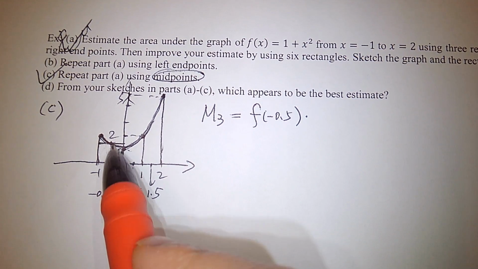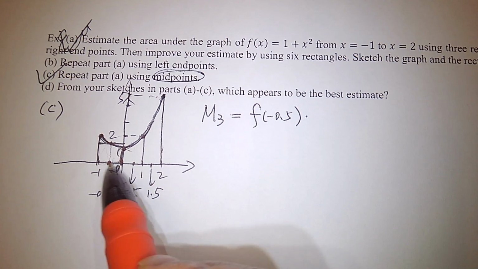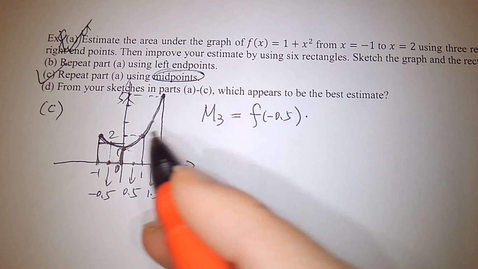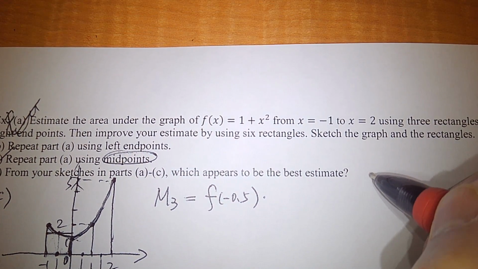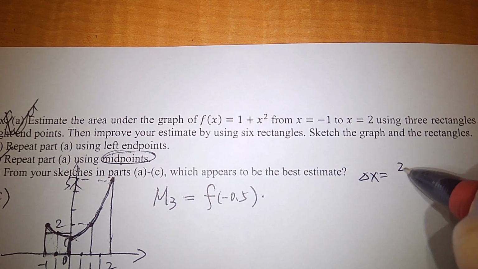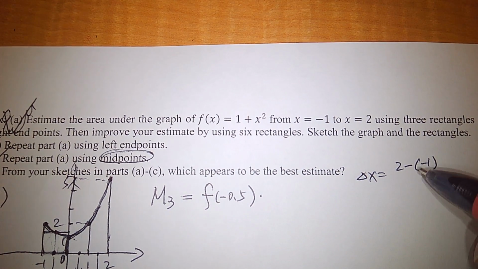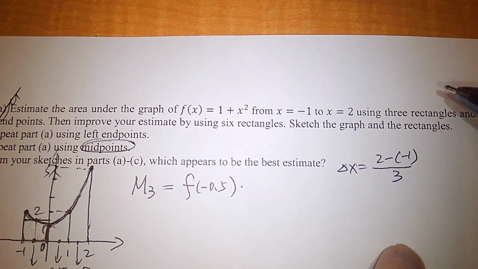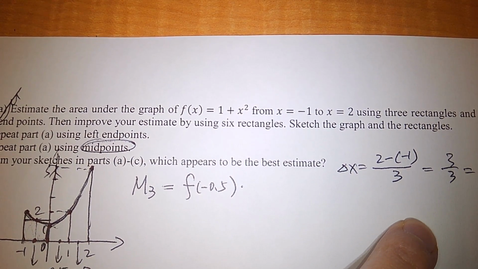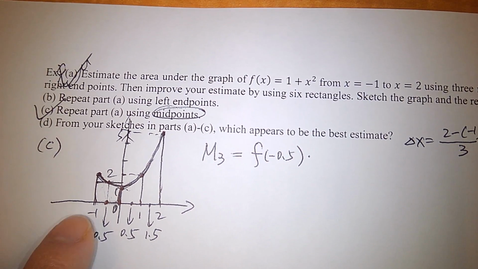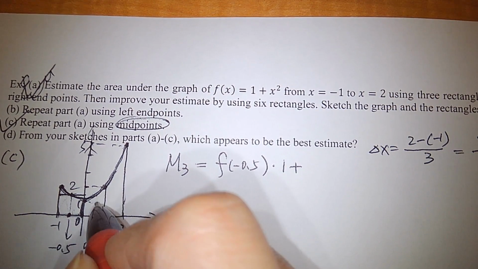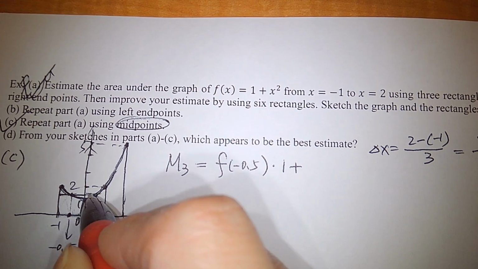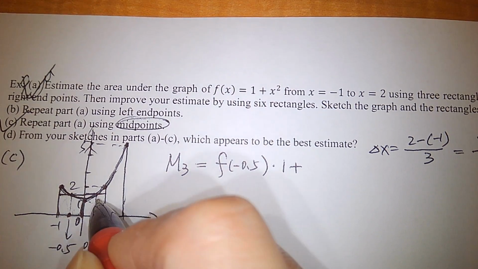Height is f of -0.5. What is the width or length of this subinterval? What is it? 1, right? Or, see here, delta x: b, which is 2, minus a, what is a? -1, divided by 3 rectangles, right? 3 over 3 is what? 1. Now, midpoint is here, so when you draw a rectangle, it looks like this, right?